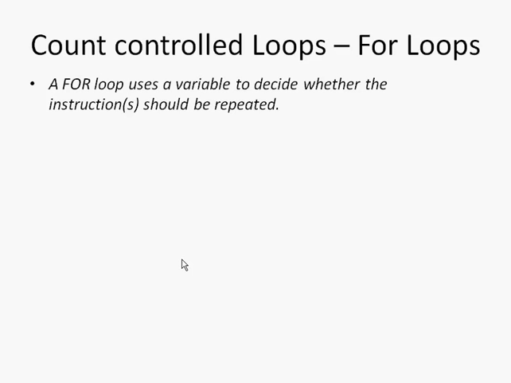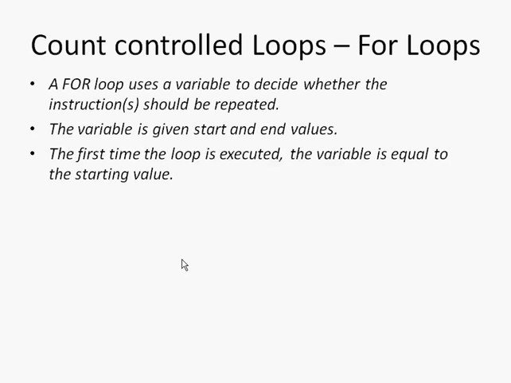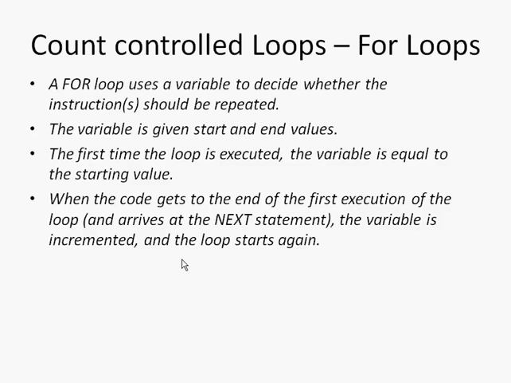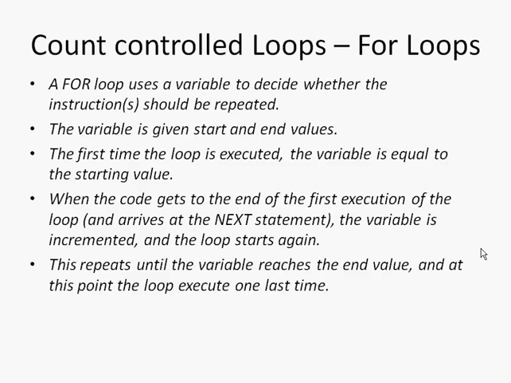It uses a variable to decide whether the instructions should be repeated. The variable is given start and end values, as we saw. The first time the loop is executed, the variable is equal to the starting value. When the code gets to the end of the first execution of the loop and arrives at the next statement, the variable is incremented and the loop starts again. So we saw that, first of all, the loop was at 1, and then we got to the next statement, and when it went back up to the top, it had gone to 2. So it increments each time it hits the next statement.